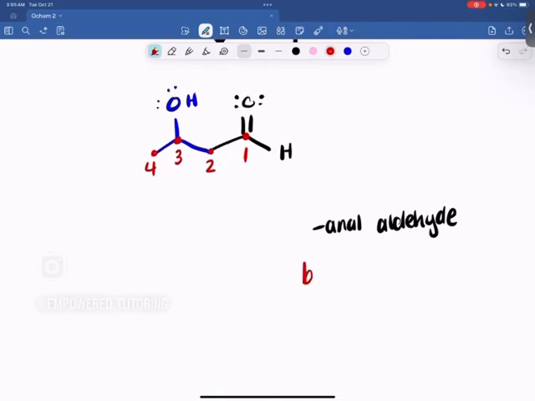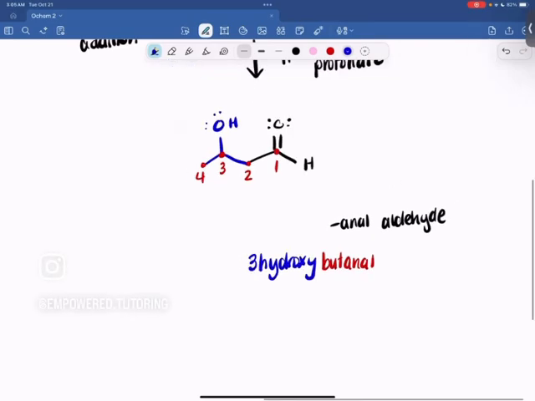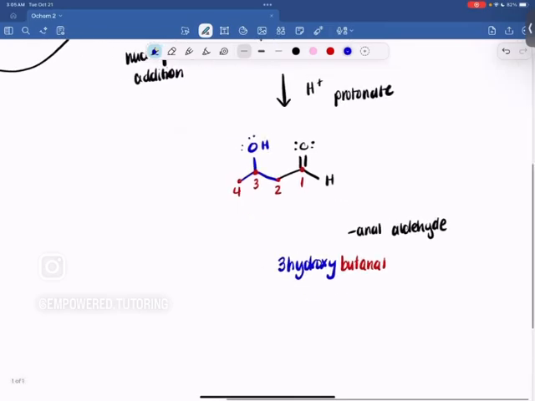It's going to be called butanal because there are four carbons total. Then we notice that on the third carbon we have the alcohol functional group, so we write 3-hydroxybutanal. That's how we name it.